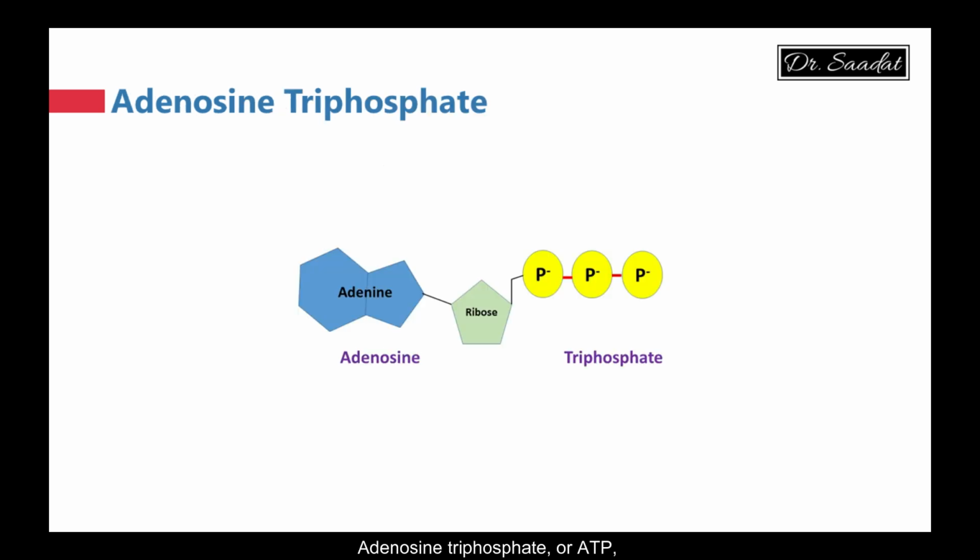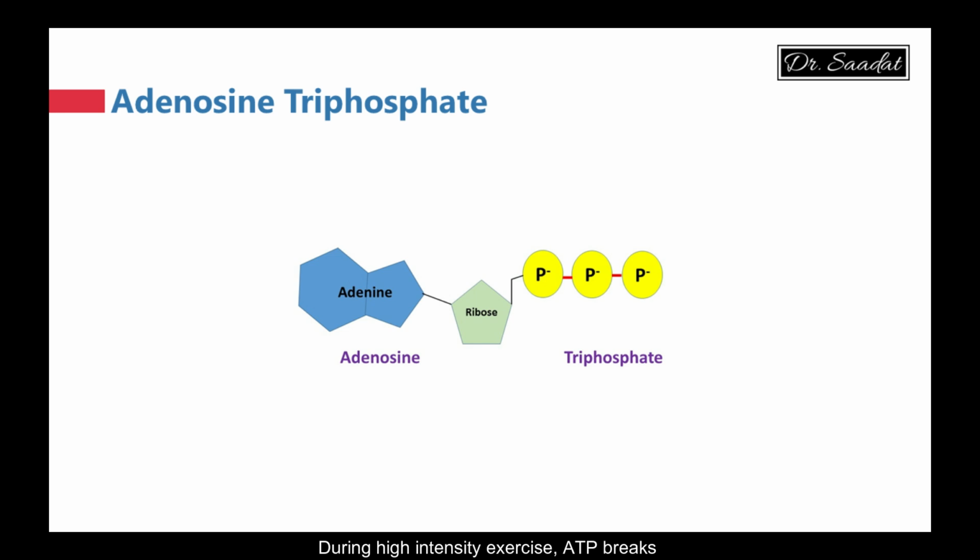Adenosine triphosphate, or ATP, the instant power source. ATP is the universal currency of energy within cells, readily available for immediate muscle contraction. ATP is a molecule with three components: adenine, a nitrogenous base; ribose, a 5-carbon sugar; and a triphosphate group. The three phosphate groups link together by high-energy bonds.